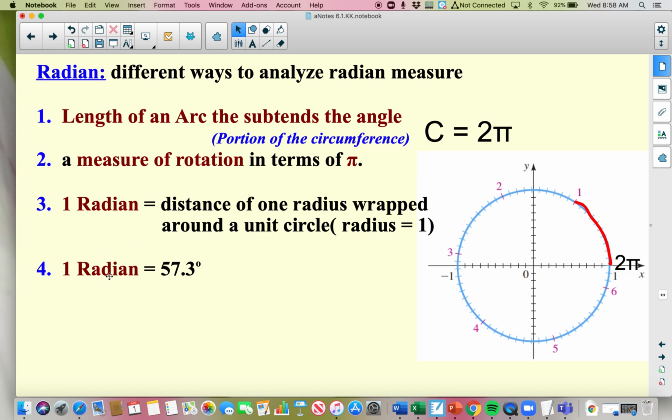Just to give you a point of reference, number 4 says 1 radian is 57.3 degrees. So if I actually drew my angle here with my terminal side, that would measure about 57.3 degrees, and you can probably see that okay. So there's just a little background on what a radian is.